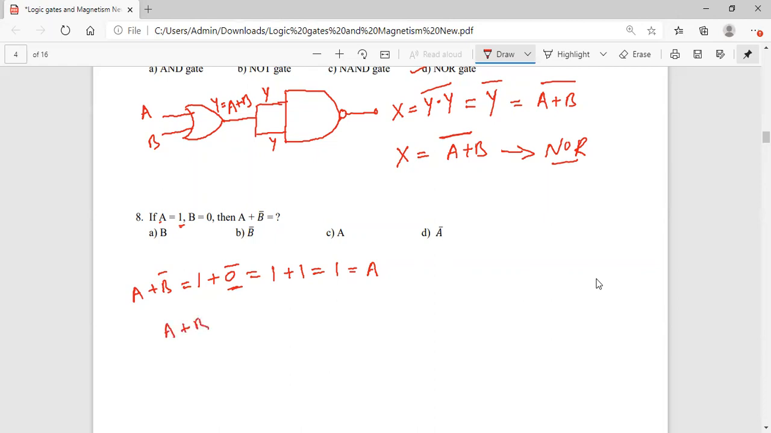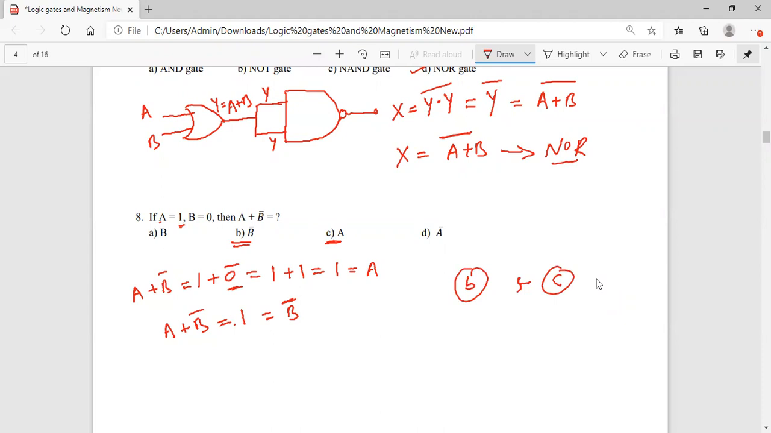Or we can also write A plus B bar. We are getting how much? 1. This 1 can also be written as the negation of B, B bar. B equals what? 0. The negation of 0 is equal to what? 1. Therefore, both B and C are correct. Both options B and C are correct.